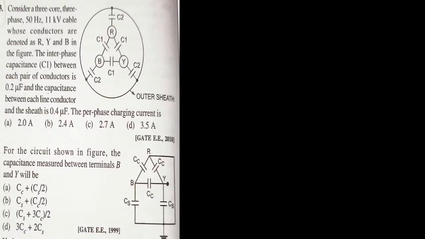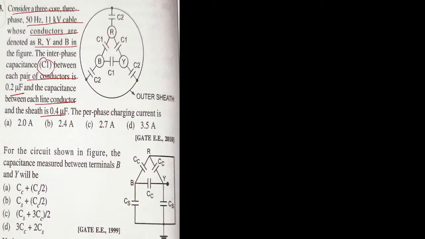அடுத்து என்ன கொடுத்திருக்காங்க பாருங்க. Read the question carefully. Consider three-phase 50 Hz 11 kilovolt cable whose conductors are denoted as RYB in the figure. The intercore capacitance C1 between each pair of the conductors is 0.2 microfarad and the capacitance between each line conductor and sheath is 0.4 microfarad. First என்ன சொல்லிருக்காங்க, the intercore capacitance between each pair of the conductors, right? Intercore la capacitance கொடுத்துட்டாங்க, that is C1 value is given, that is 0.2 microfarad, right?